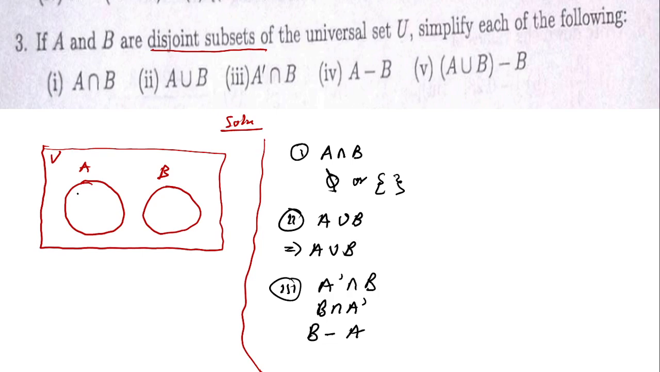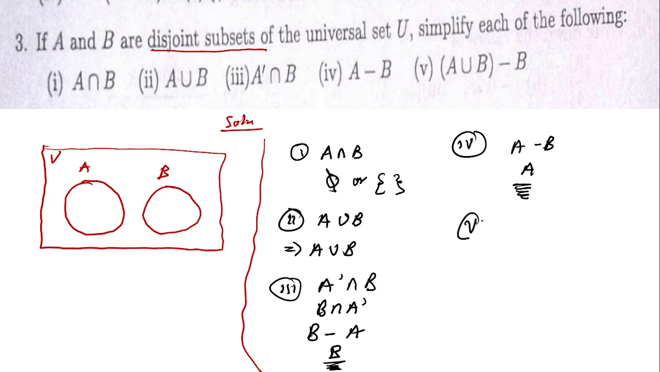So from B you remove A. Automatically you're not removing anything in B. That simply means that the answer here is just B. Then we can look at 4, which is A minus B. Without even wasting time, from A you remove B, automatically you can see A is not affected. So the answer is simply A. This is our final answer.